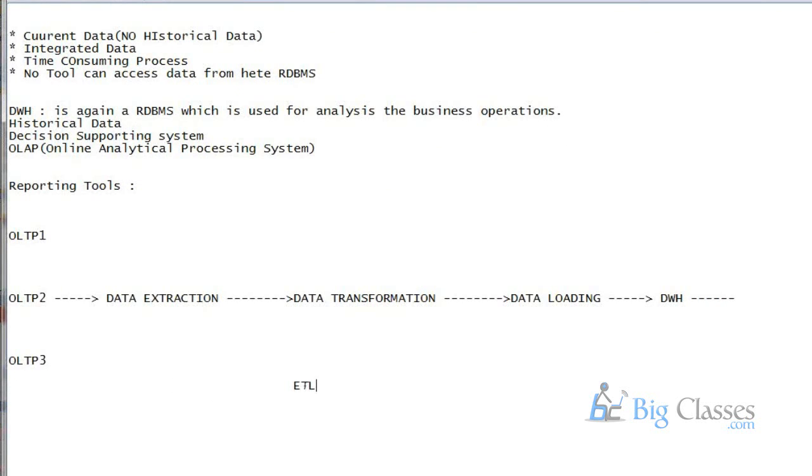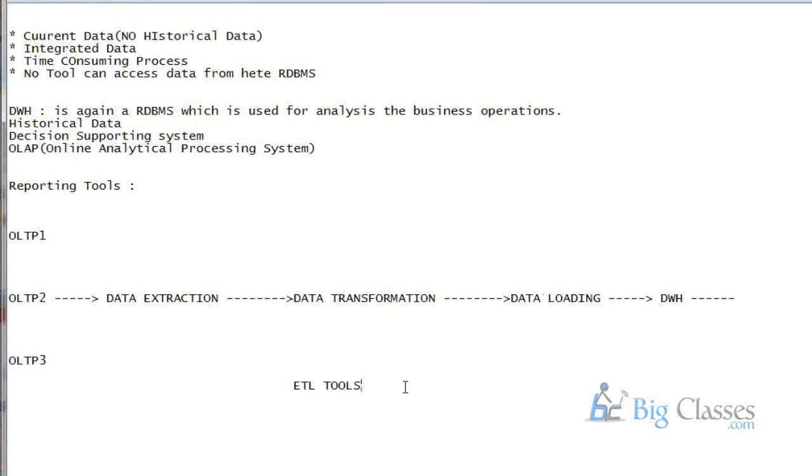So who is going to load the data? They are ETL tools. The ETL tools here play an important role in extracting the data from multiple OLTPs, transforming the data, and loading the data into the data warehouse.